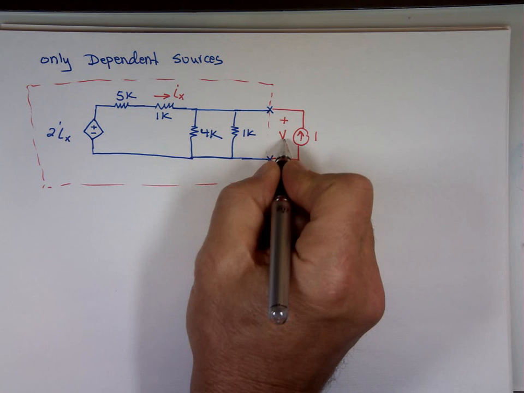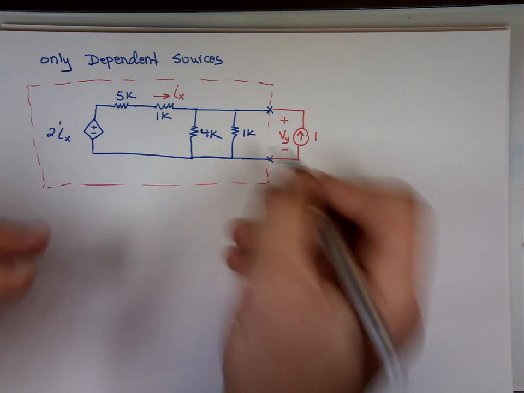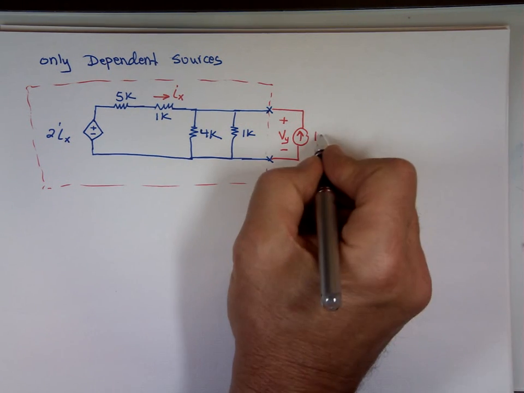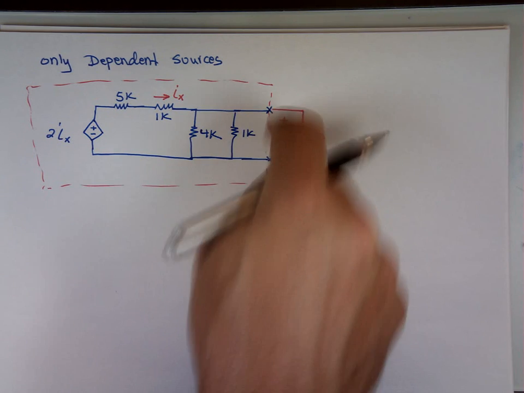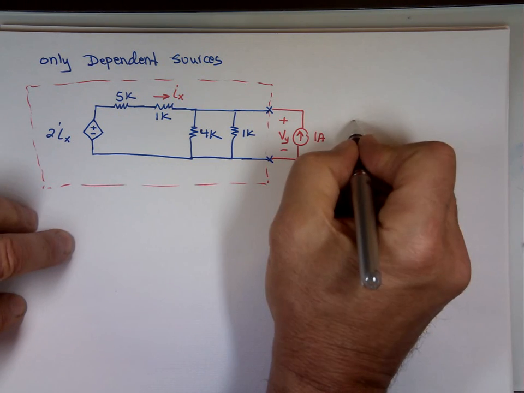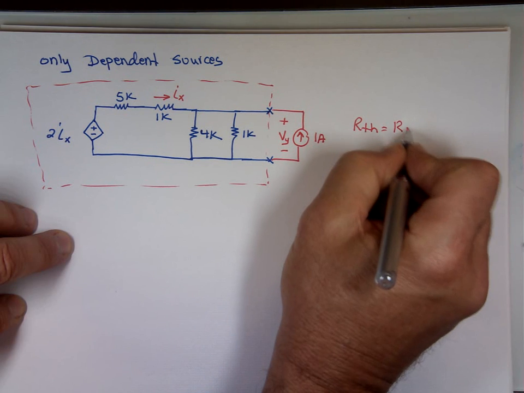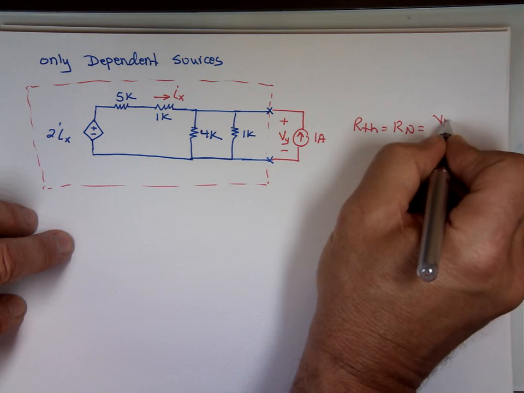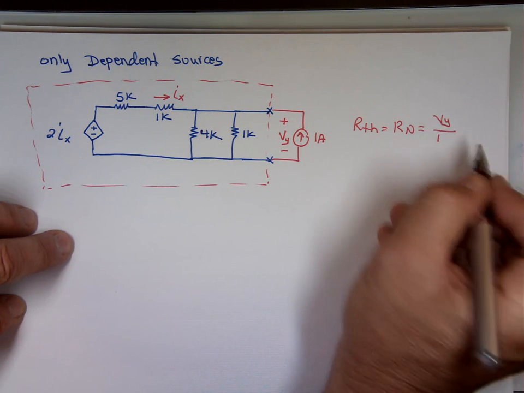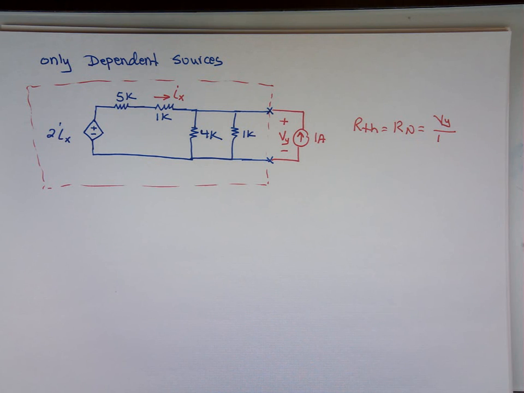So that's a 1 amp current source. I'm putting a 1 amp. I need to find that voltage. So R Thevenin here, which is the same as R Norton, is the voltage Vy divided by the current, which is 1. I could have used 10. I could have used 20. It won't change anything, the value.